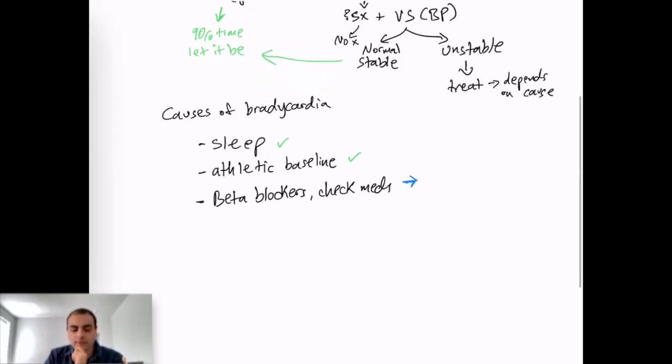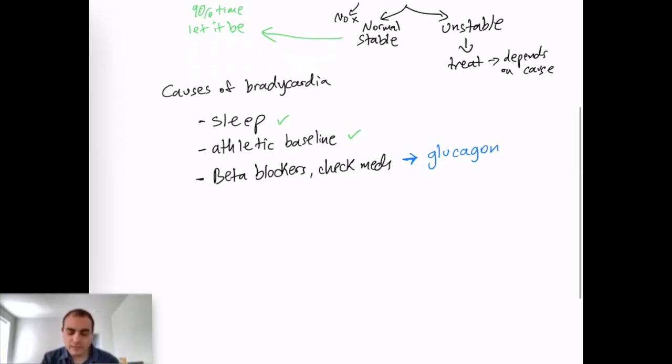Any idea? Glucagon. Glucagon, very good. So glucagon is the antidote for beta blocker toxicity. So you give them glucagon, and that will kind of mitigate. That will help.